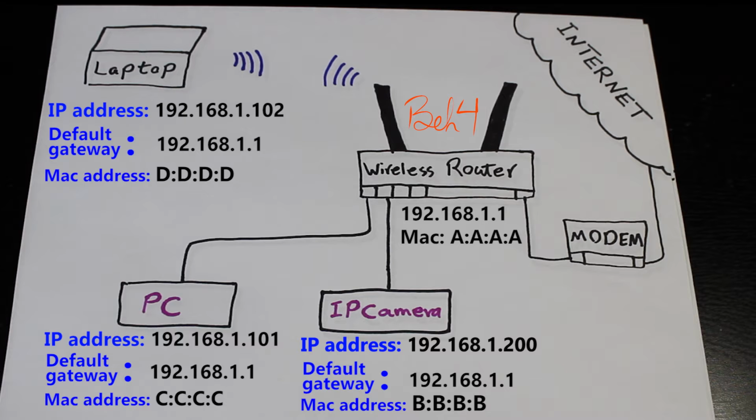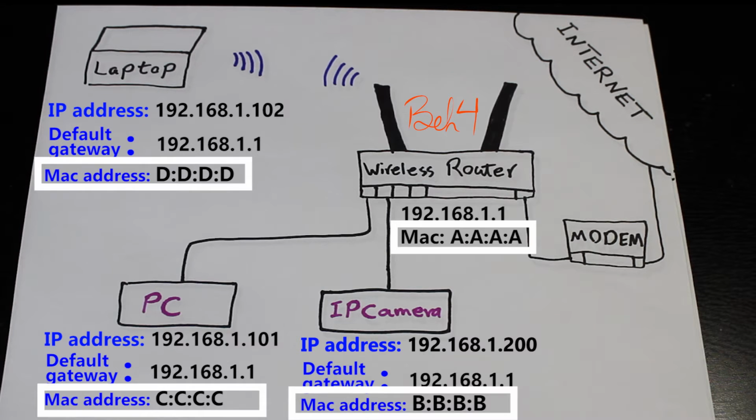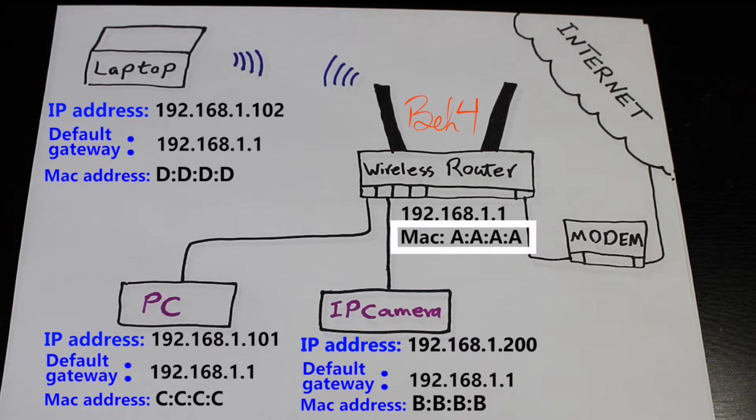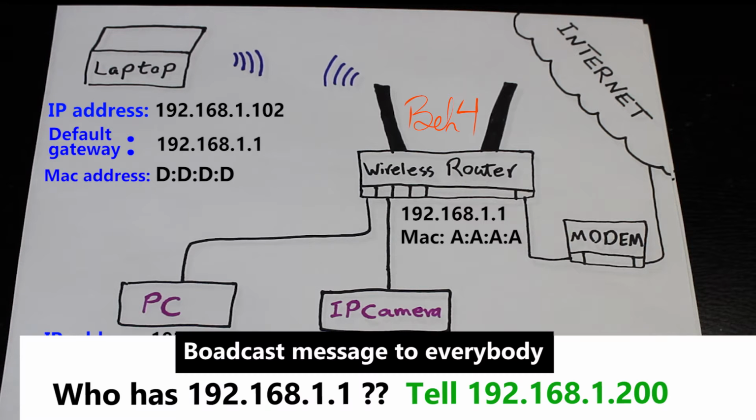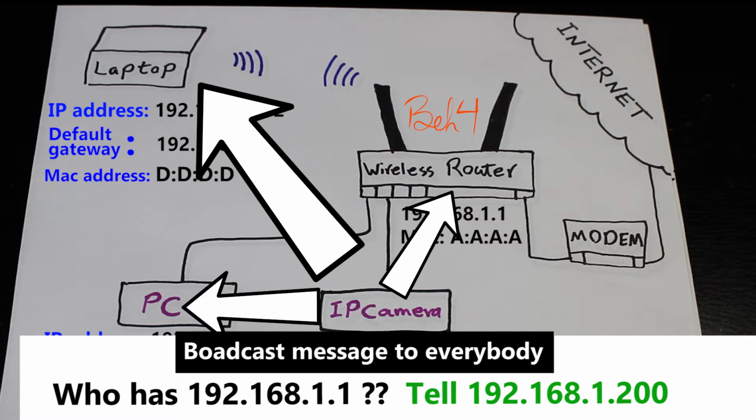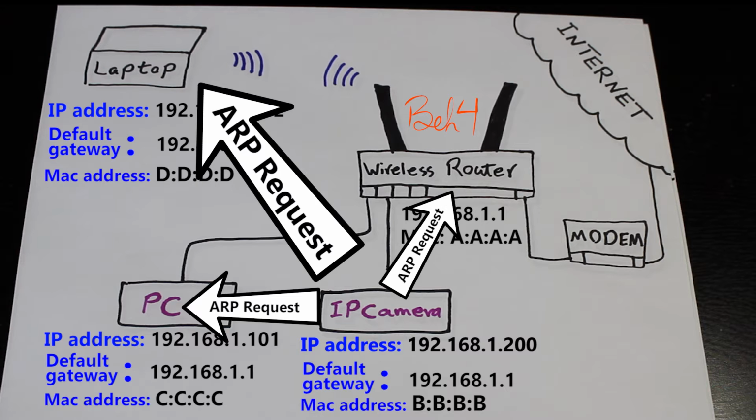The IP camera knows the default gateway's IP address, but it doesn't know its MAC address. In a layer 2 network such as Ethernet, MAC addresses are used as a network address for communication. So the IP camera somehow has to find the default gateway's MAC address. And this is how it's going to do it. Basically, it's going to ask every device on the network if they are 192.168.1.1 or not. And it's going to do it by broadcasting an ARP request.